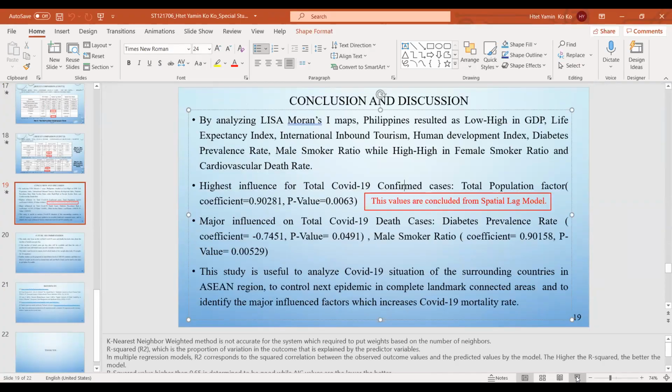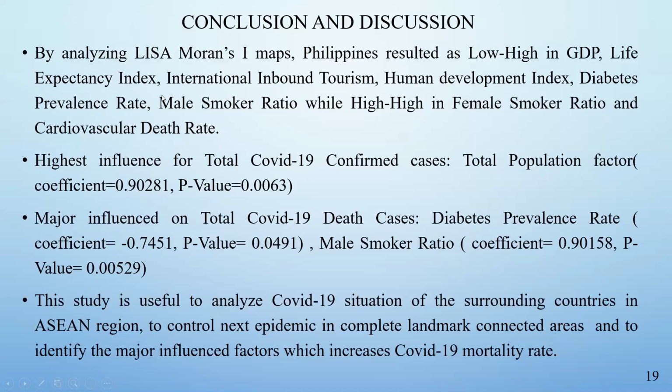So this is the conclusion and the discussion. By analyzing my LISA Moran, I found that the Philippines has low or high values in the GDP, life expectancy index, international inbound tourism, human development index, diabetes prevalence rate, male smoker ratio, female smoker ratio and cardiovascular rate. A low-high value means the expected value is low and is surrounded by high values.